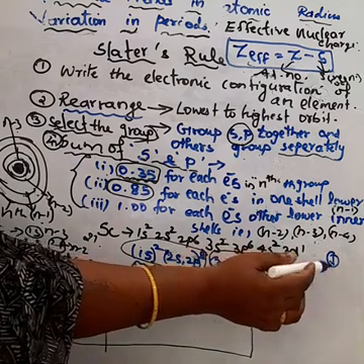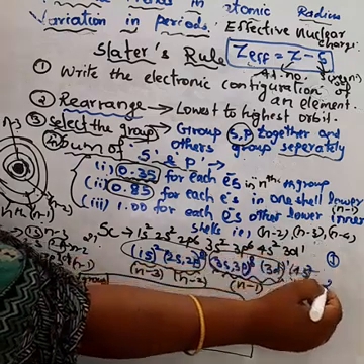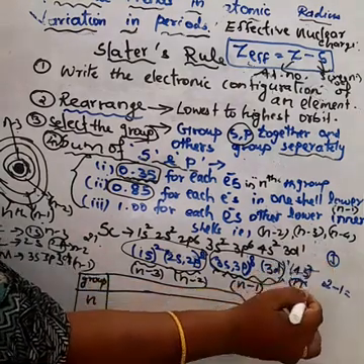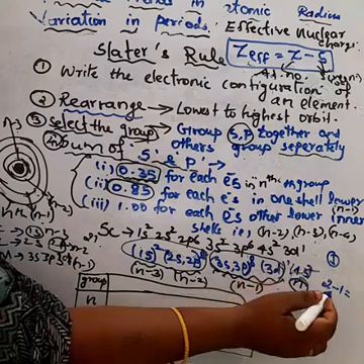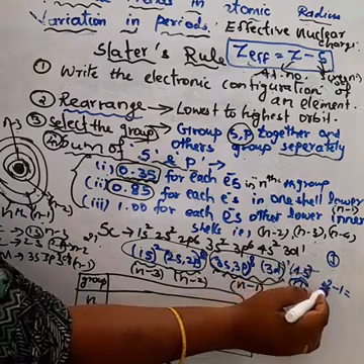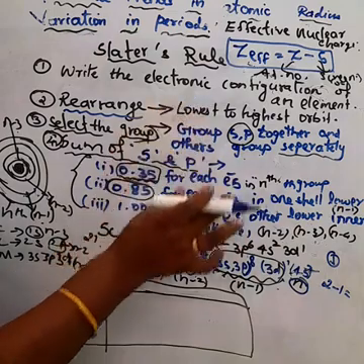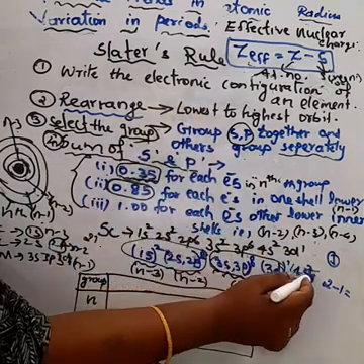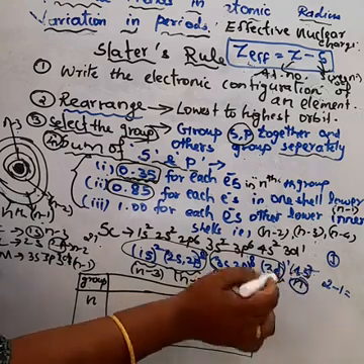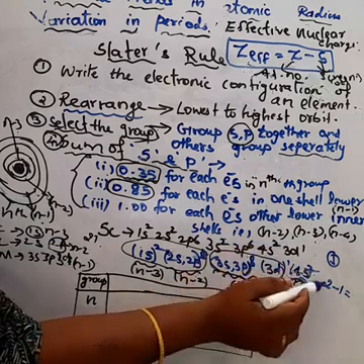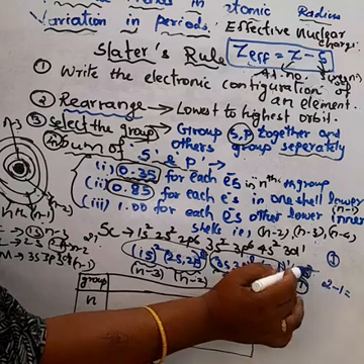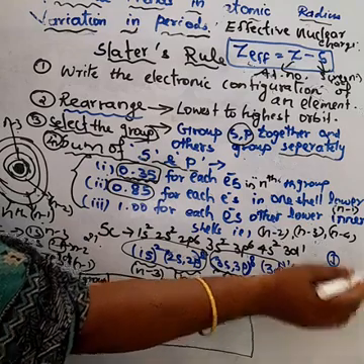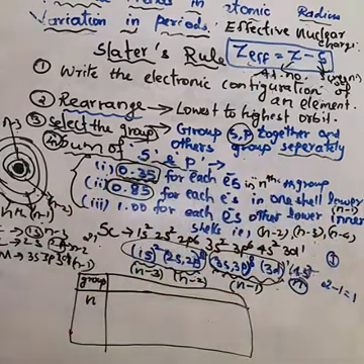We should subtract 1 electron from the total electrons of the group. So for calculating the effective nuclear charge on the 4s group, how many electrons are here? 2 electrons. So we should subtract 1 electron from the group. 2 minus 1 is equal to what value? 1. Understood? So I am taking 1.